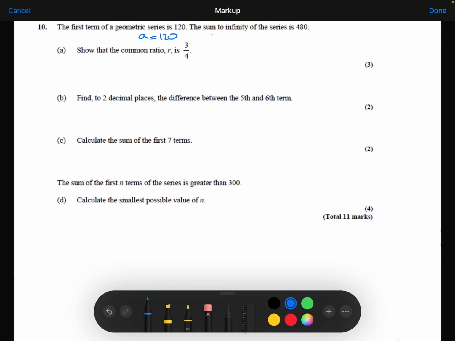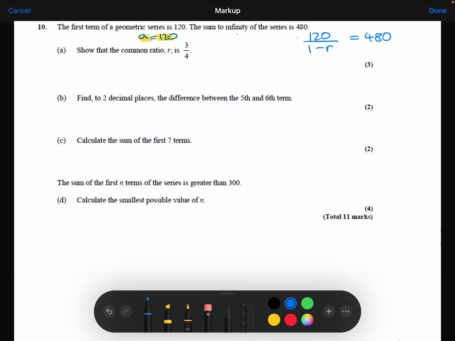The sum to infinity, the formula for that, which you do get given in your formula booklet, is A, the first term, divided by 1 minus R. So we are told that that equals 480. And we were also told that A was 120, so I can put that here. And so now I've got a nice simple formula to work out what R is going to be.